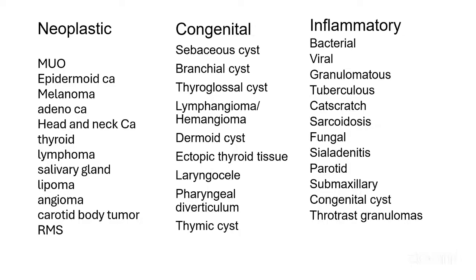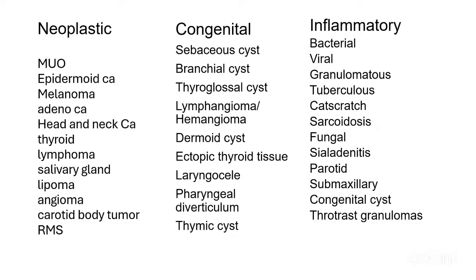So these are the various reasons in which the patient may present with a neck mass. When talking about the neoplastic or cancerous causes, these are metastatic neck of unknown primary. In such cases, we assume that some minor salivary gland has cancer, and it has involved the nearby lymph node, and the node is enlarged. Others can be epidermoid carcinoma, melanoma, adenocarcinoma of head and neck cancer. There may be thyroid cancer, lymphoma, salivary gland tumor, there can be lipoma, which is a kind of benign tumor. There can be angiomas, carotid body tumor, or rhabdomyosarcoma, which is common in children. So these are the malignant causes.